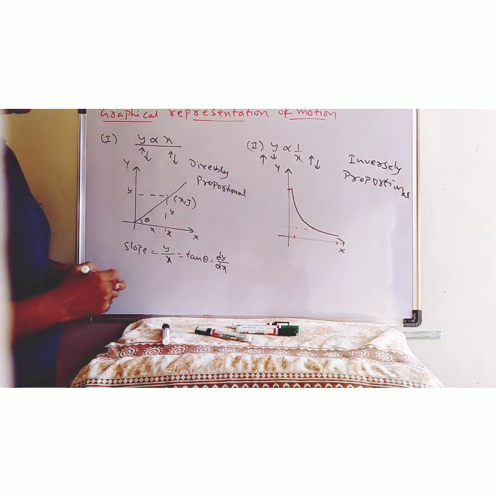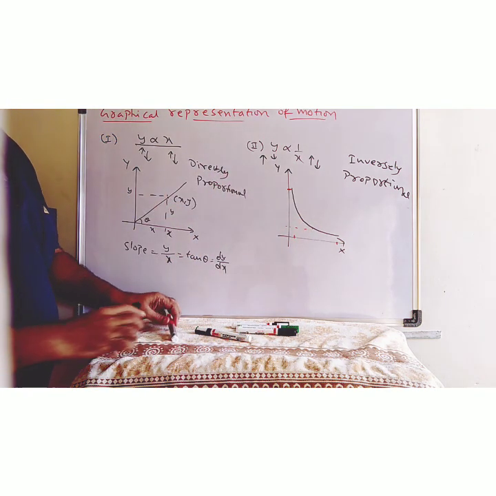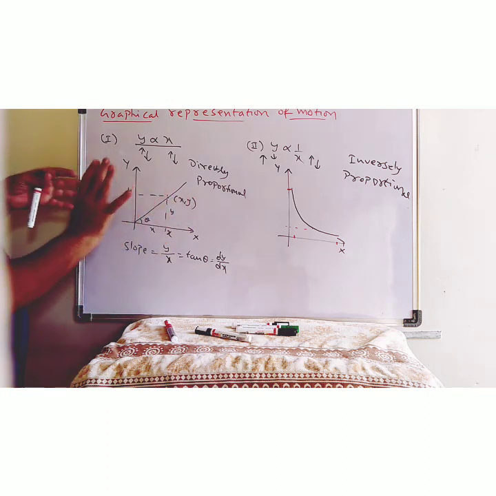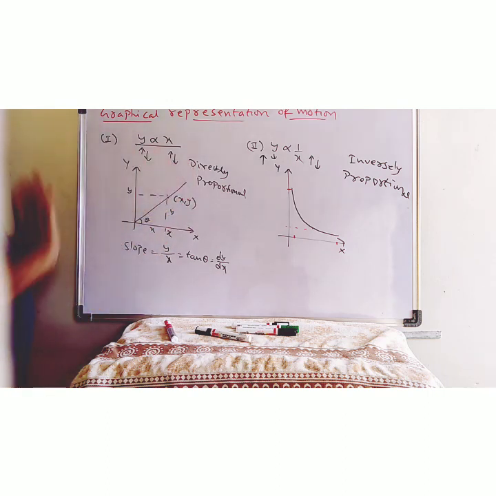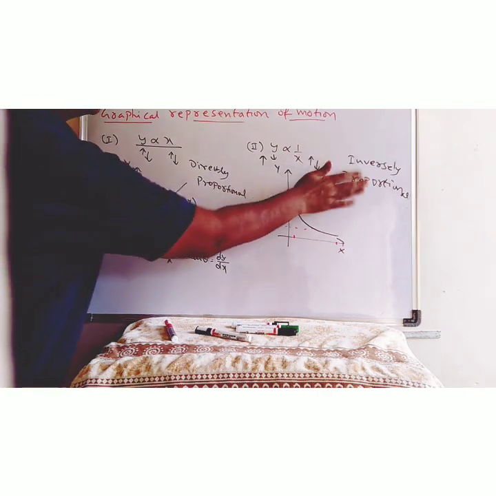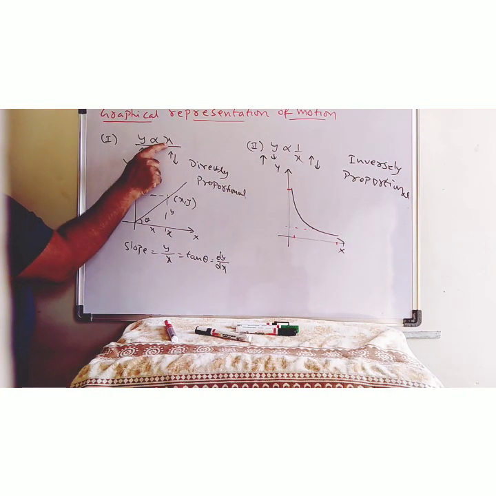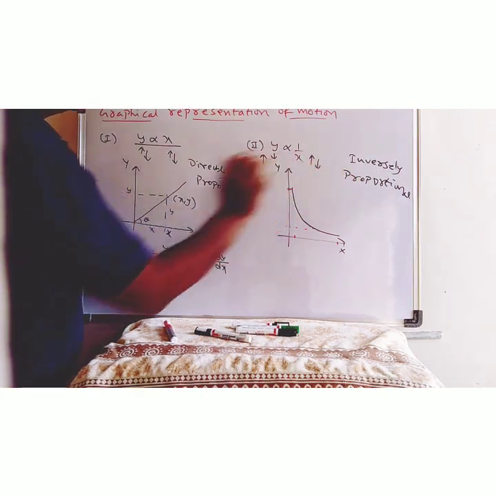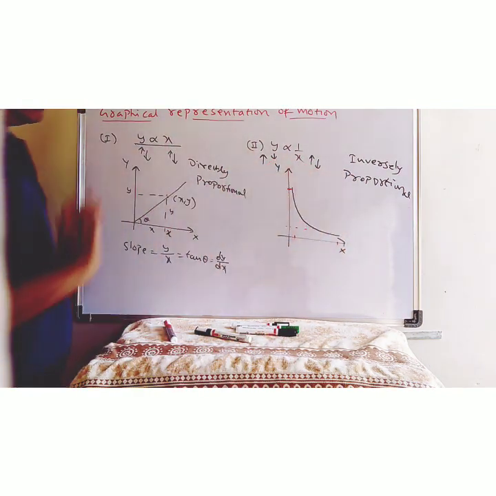Okay, so that is why this is called an inversely proportional graph. Are you following? Here we have two types of graphs: either a directly proportional graph or an inversely proportional graph. Here x is the independent variable, y is the dependent variable. If it is directly proportional, then the graph is a straight line. If it is inversely proportional, then the graph is a hyperbolic curve.